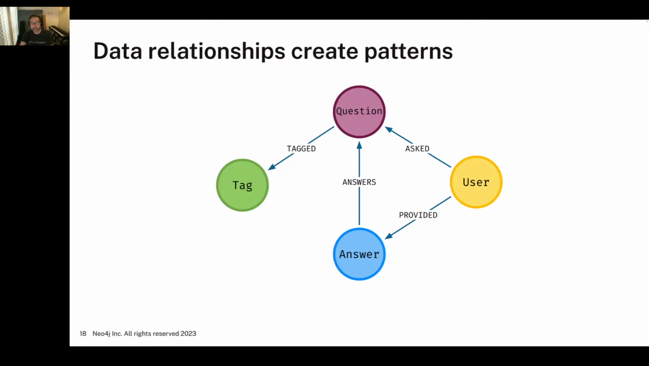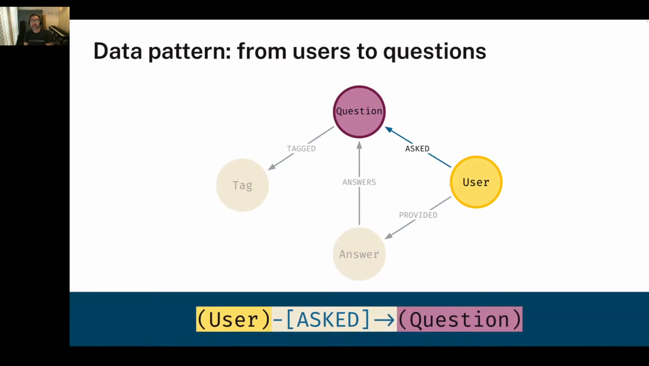So, for example, you can say that there's a user who asked a question. That's a simple pattern from a user to the questions, and there at the bottom, if you think about how you would actually write that out, it's very similar to just tokenizing some text. And the same kind of dynamics occur where you realize actually this is just a pattern of data instead of a pattern of text.